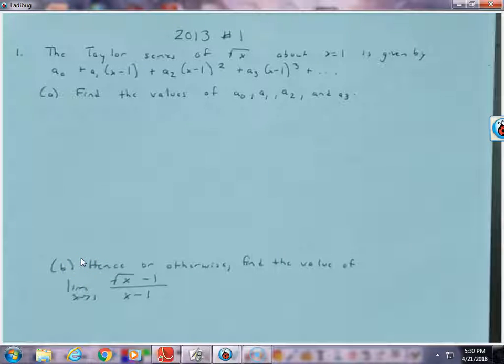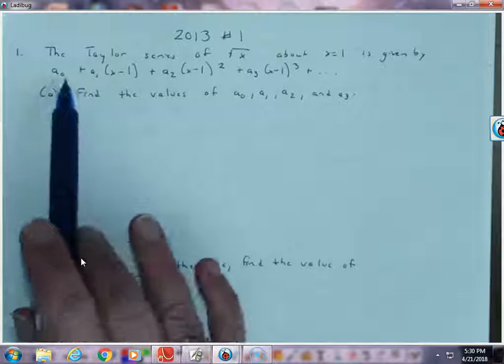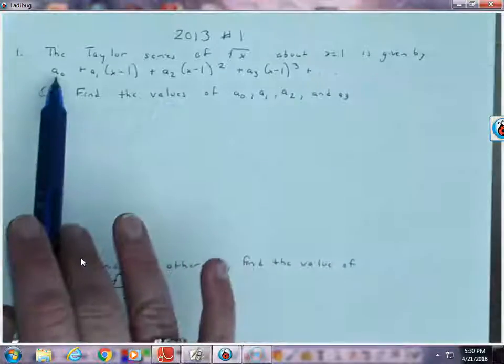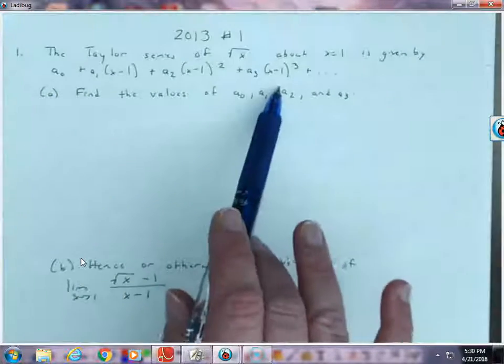This is going to be a Taylor series example. So it says the Taylor series of the square root of x about x equals 1 is given by this function, and they want us to figure out what the coefficients are.